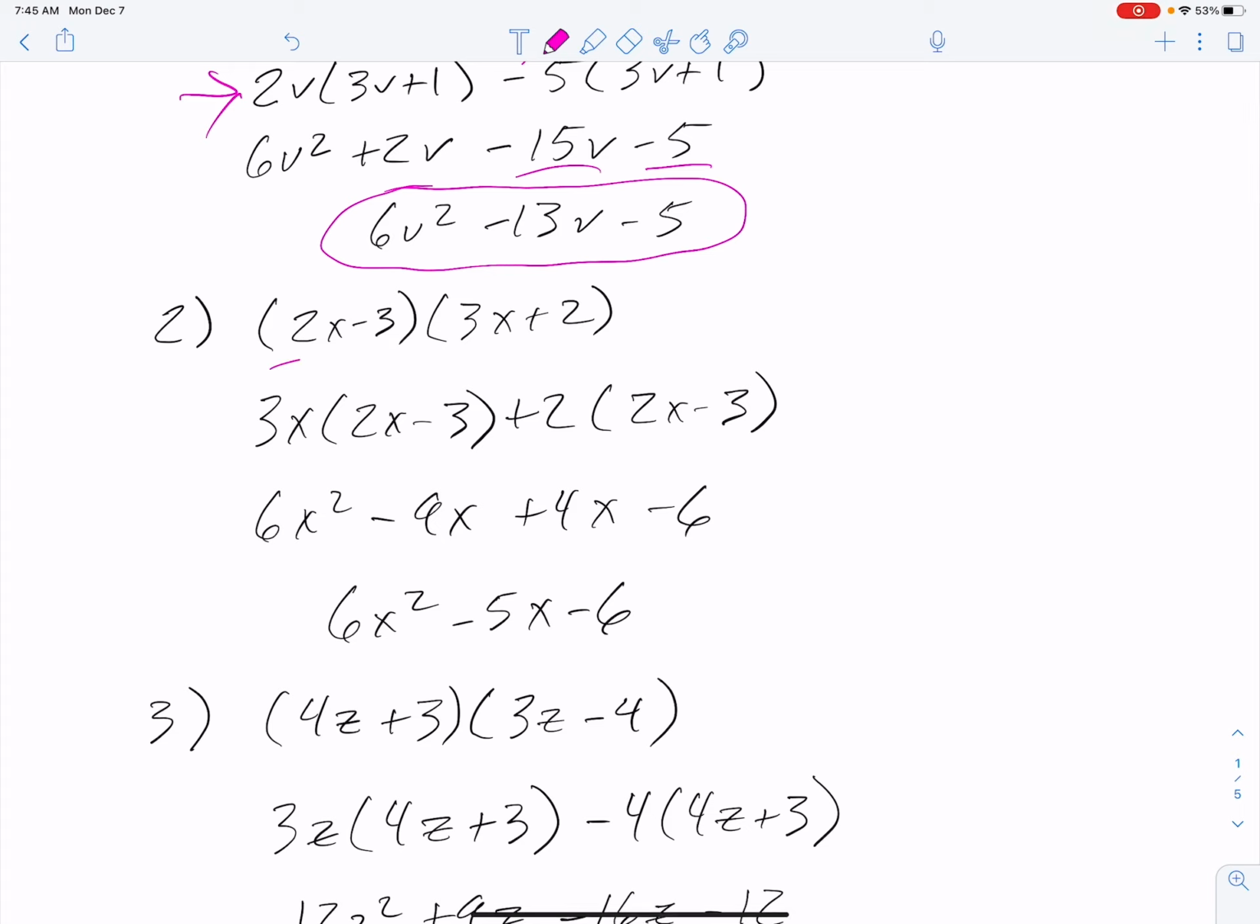Again, I'm distributing 2x minus 3 to 3x plus 2, so that's why I have it set up the way I do. Again, just be careful with your multiplication, be careful with your distribution. Combine like terms and write your answer in descending order.